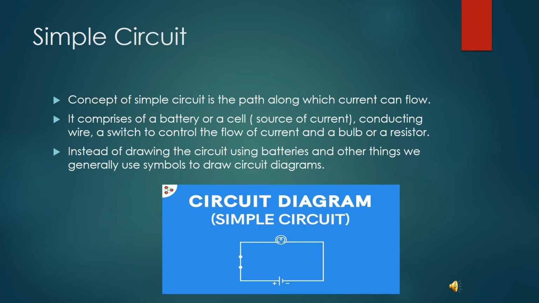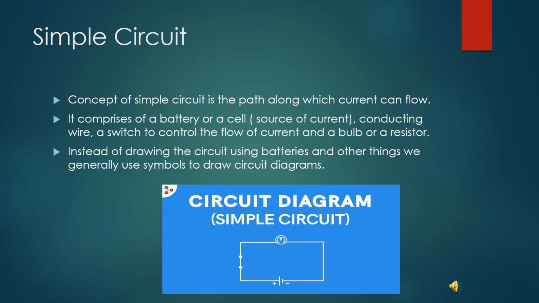To control the flow of current, we need a switch so that sometimes the flow can be stopped. And to have a proof that the current is flowing, we need a bulb, which is nothing but a resistor. When it is glowing, we can understand the current is flowing. Switch is on. When the bulb is not glowing, that means the current is not flowing. Must be the switch is off.